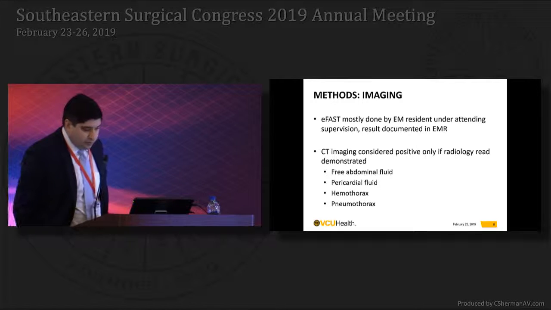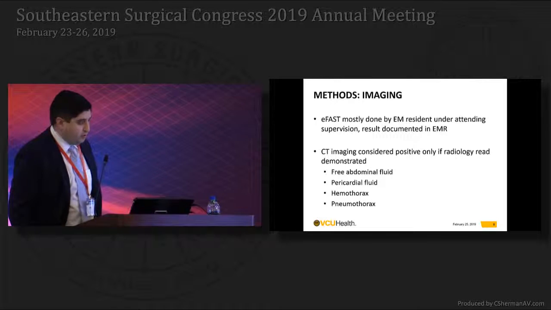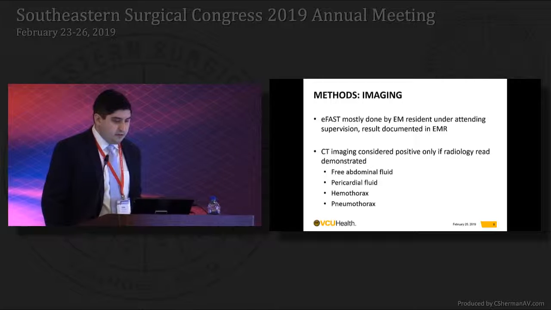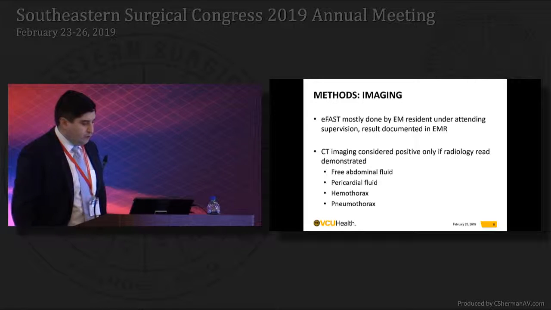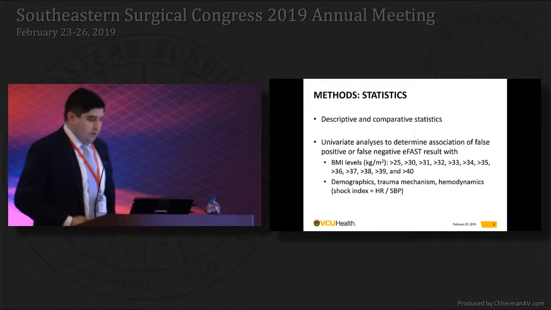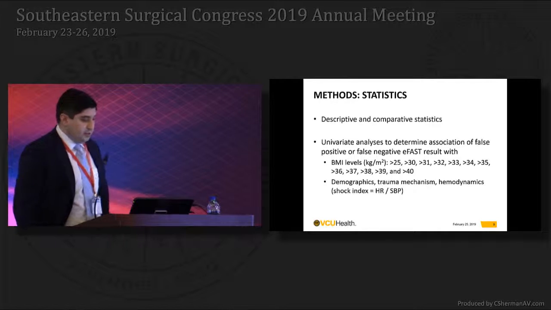Our EFAST was mostly done by our emergency medicine colleagues under the supervision of their attendings. We then used CT as the gold standard when looking for the 4 major injuries that we were looking for in the EFAST, which were free abdominal fluid, pericardial fluid, hemothorax, and pneumothorax. We performed descriptive and comparative statistics on our data.